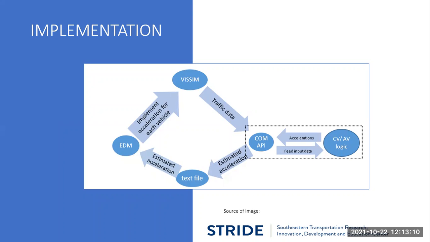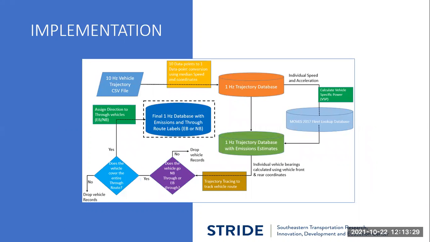The external driver model's strength is implementing the acceleration for each vehicle accurately in VISSIM. So the EDM picks up these estimated accelerations from the text file left by the COM API and implements them in VISSIM. This is the simulation implementation. It was coupled with an emissions implementation where the trajectories were extracted at a 1 Hertz frequency and run through the MOVES model to come up with various greenhouse gases.